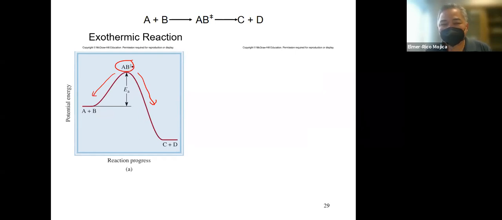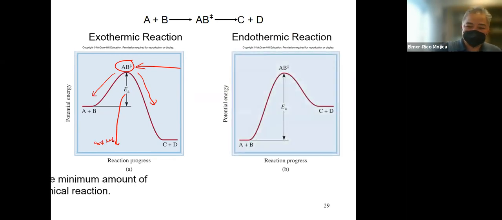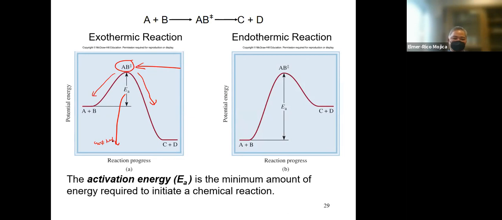Now, this AB double star here, or the so-called transition state, that is what we call a state that you need to overcome. And there is an energy associated with that. And that EA here, that is your so-called activation energy. I think I have the write-up that I have here. So when you have this activation energy, this is the minimum amount of energy required to initiate a chemical reaction.